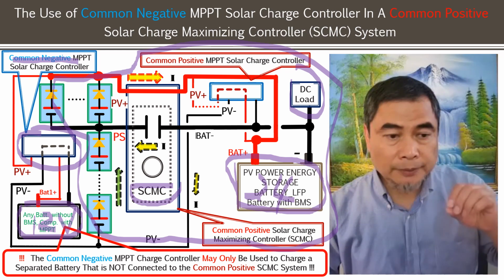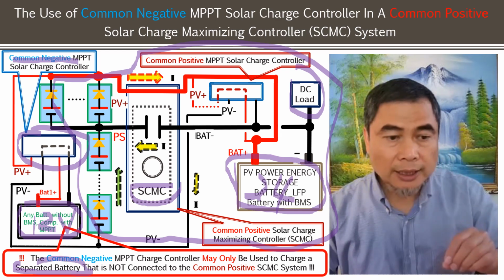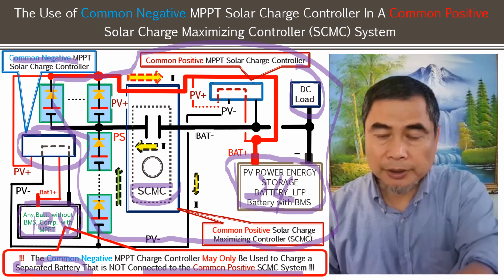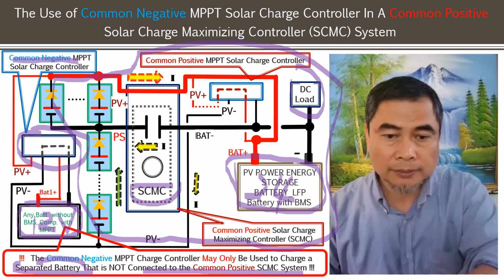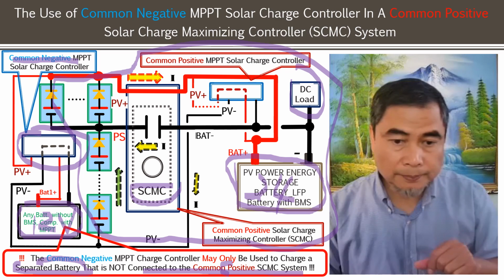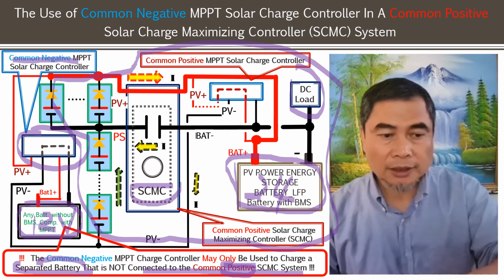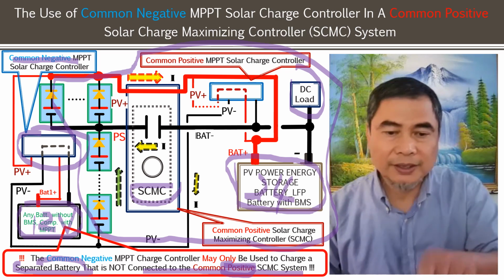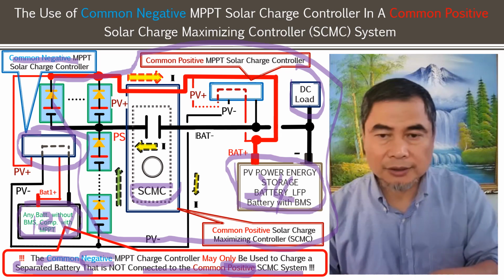So it's very important to understand this. It has to be a separate battery that is not connected to the common negative solid charge maximizing controller system, or common positive solid charge. Sorry, this should be common positive here instead of negative. It should not be connected to the common positive solid charge controller system instead of negative. Because it's a negative design, you don't want it connected to the positive system.